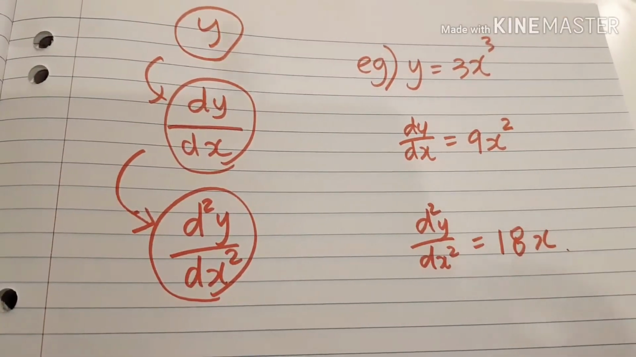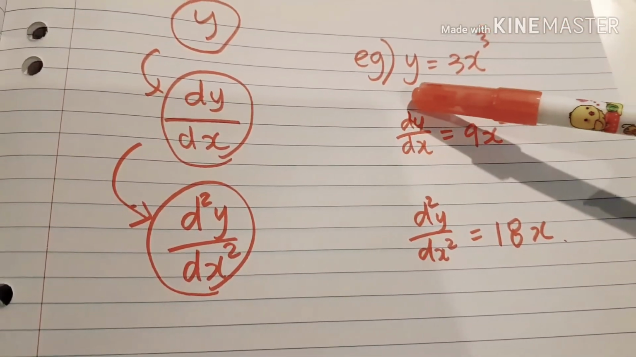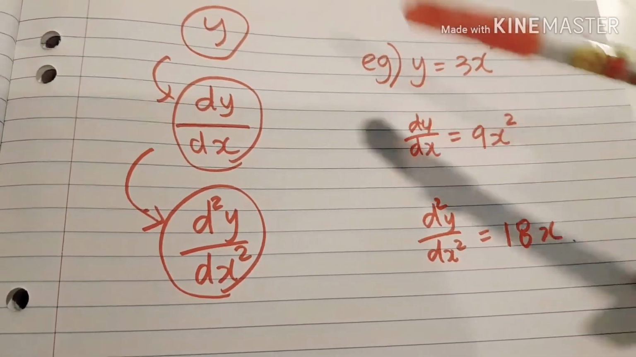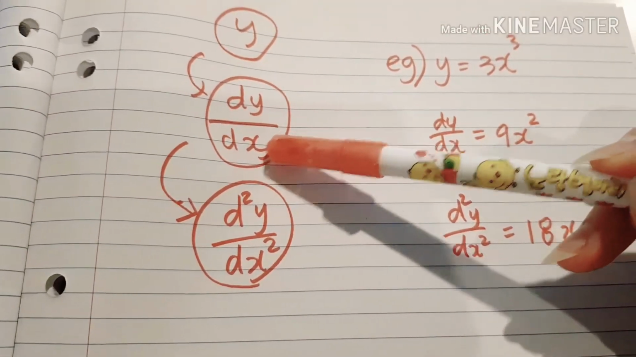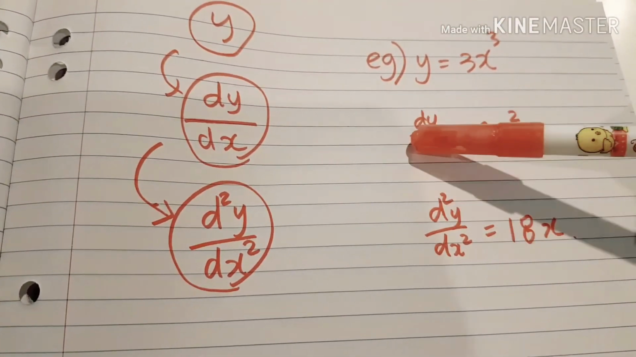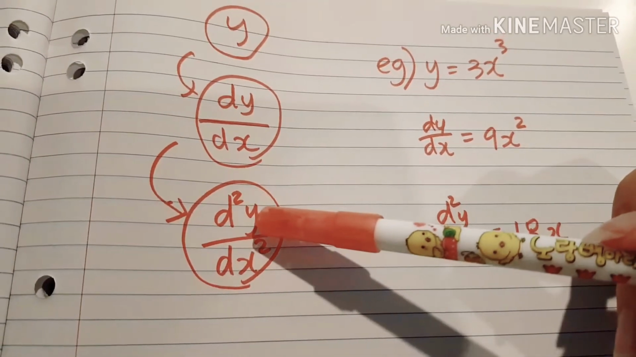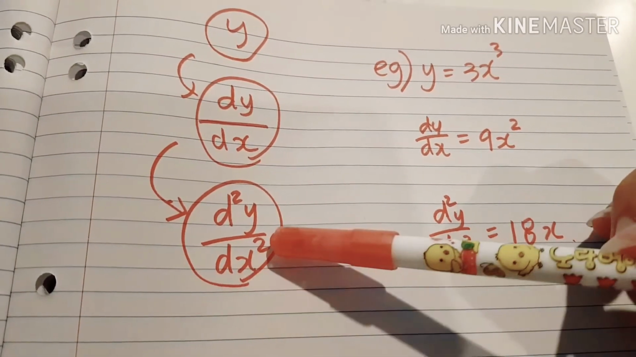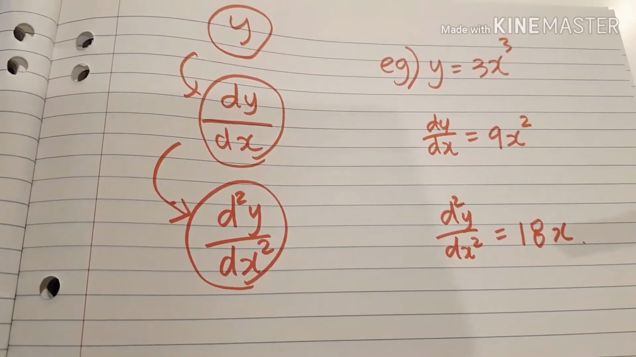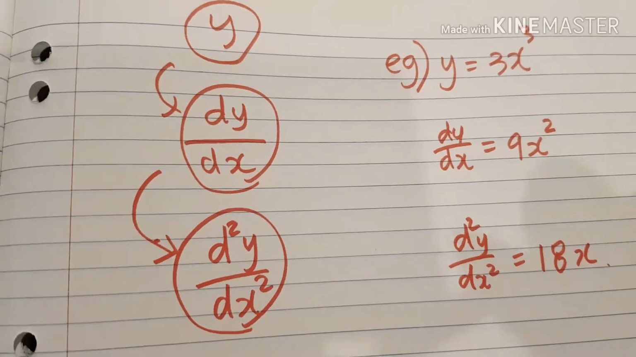Before we move on to the next question, let's have a look at this one. The y function is in terms of x. If I differentiate it, we get dy over dx, because we're differentiating in terms of x, like this. And for the second derivative, if I do it again, I differentiated y twice and x twice, so d2y over dx2.